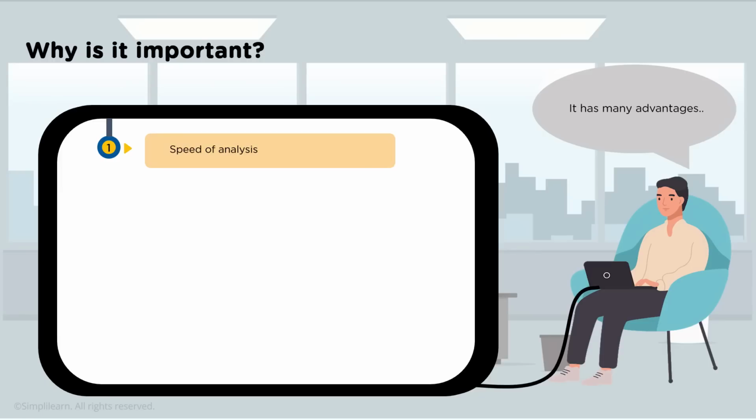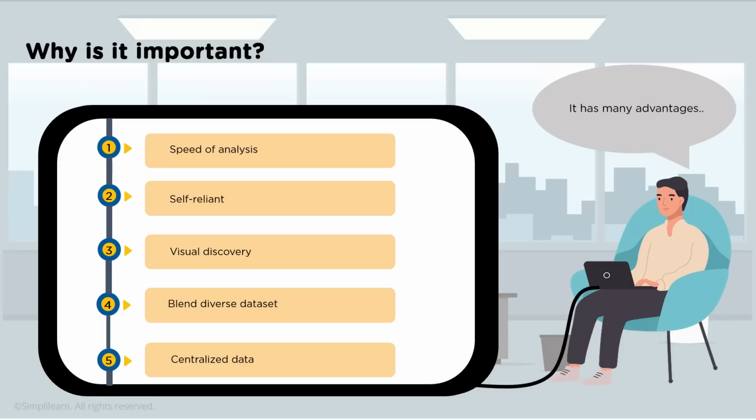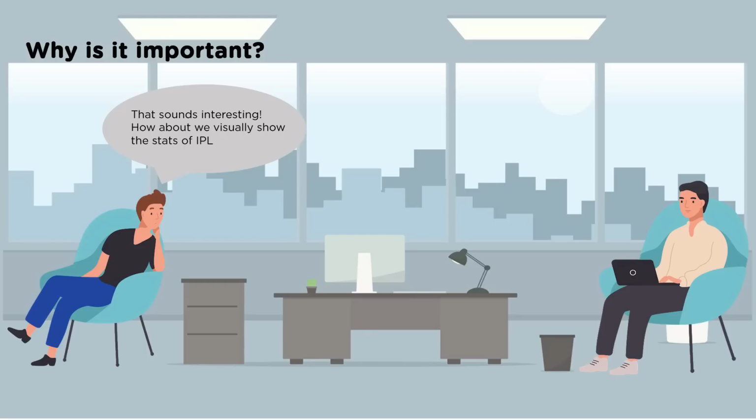It has many advantages. First, it has speed of analysis, so you can get into your data and start analyzing it very quickly. Second, it helps users be self-reliant and not rely on very difficult analytics tools to start digging into their data. Third, it allows you to do visual discovery, so as you're building, you can learn information and insights about your data. Fourth, you can use it to blend diverse data sets. And fifth, you can use data sets that are centralized, so after you've put together a data set, you can publish it out and more people can use it than just you. That sounds interesting. How about we visually show the stats of IPL?